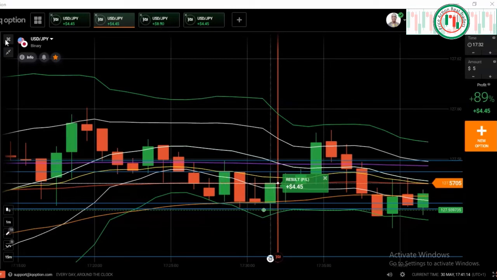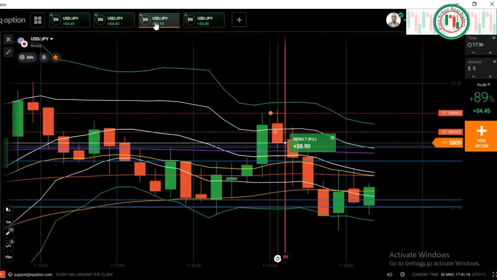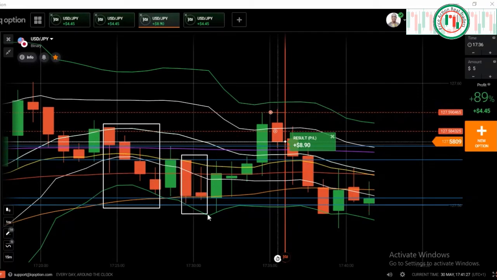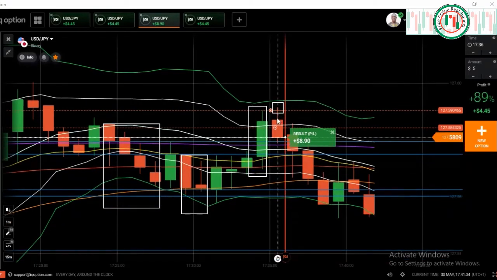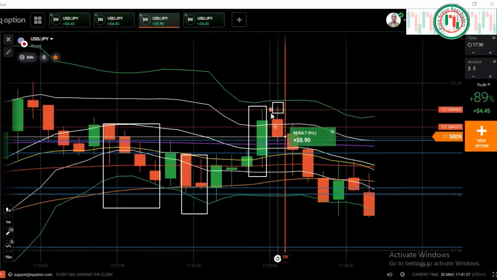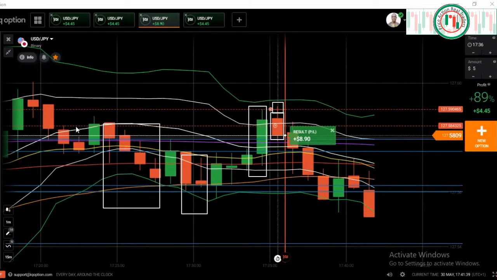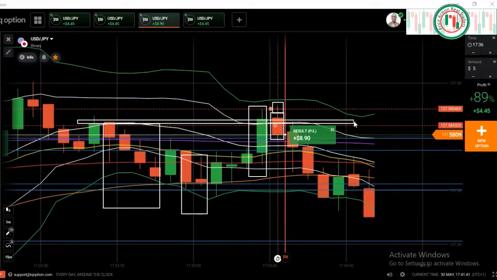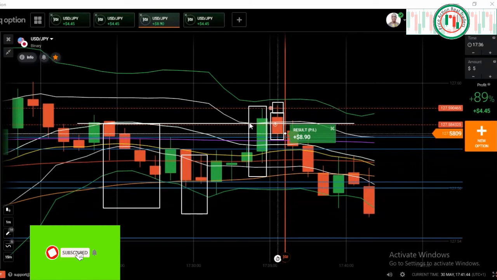Then the next trade, I place 2 trades at the same time. Here you see this is engulfing, this is another engulfing, and this is the breakout of the engulfing. Then I place my trade here. When I see this candle movement is very fast, it has broken this immediately, then I place my trade again. I know it must close below this level.